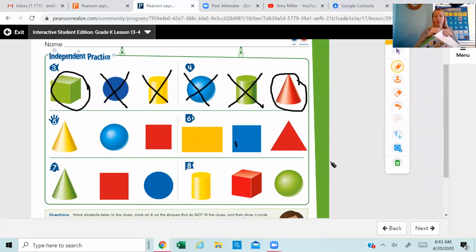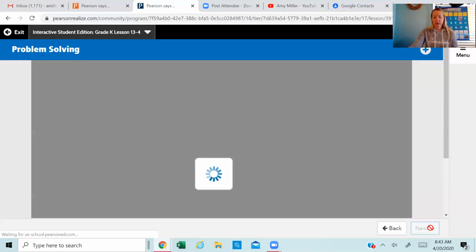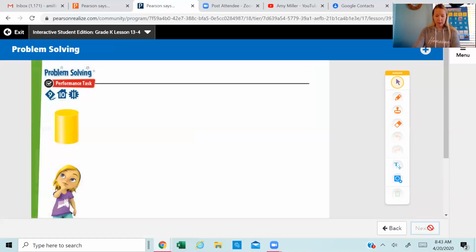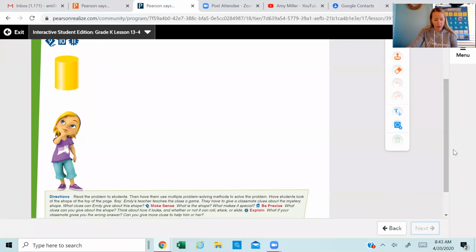All right, and then go ahead and flip it, do the hard flip to the back page. This one's a little bit trickier. This one you will have to play with somebody in your home. It says, look at the shape at the top of your page. Emily's teacher teaches the class a game. They have to give a friend clues about the mystery shape. So this is your mystery shape. You can't tell whoever you're giving clues to. You can't tell them what shape this is.